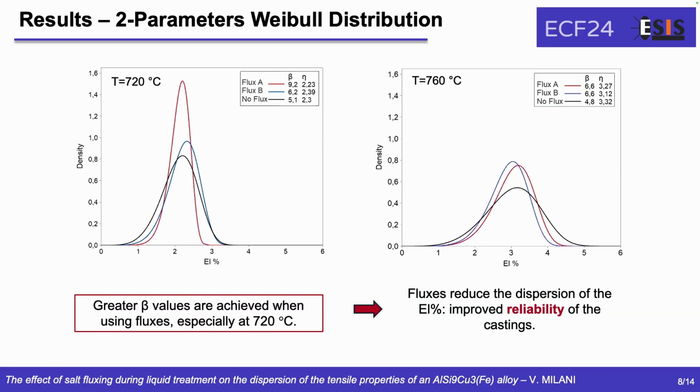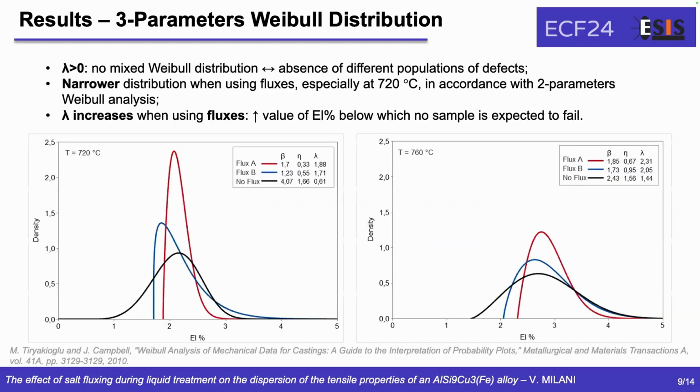However, according to the literature, the threshold parameters should also be considered because it can provide valuable insights on the distribution of defects in castings. So now let's see the three parameters Weibull distribution. From these graphs, we can make three main observations.